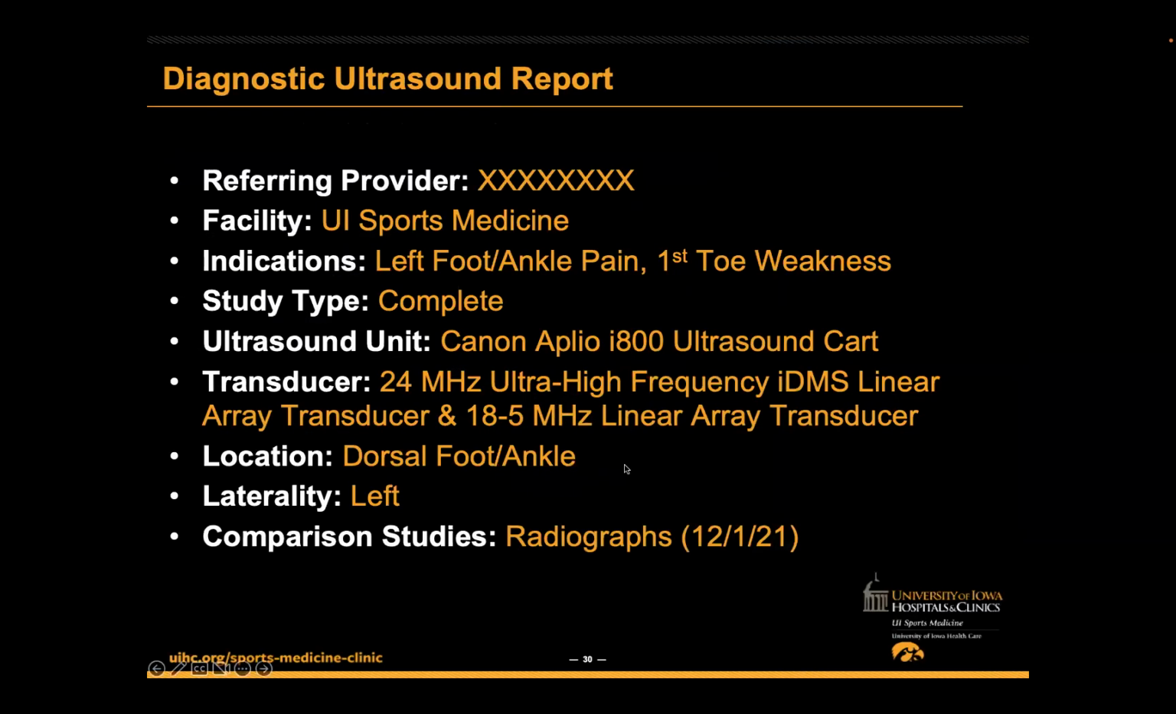And then lastly, going through our ultrasound report. It's a standard format that we use at Iowa: have a referring provider listed, list our facility. Indication was left foot and ankle pain and first toe weakness. We did a complete study using the machines and transducers that I mentioned on the left dorsal foot and ankle. And we compared two radiographs that were obtained previously.